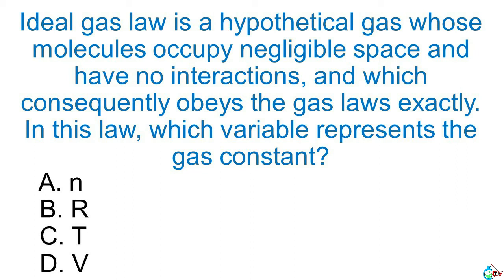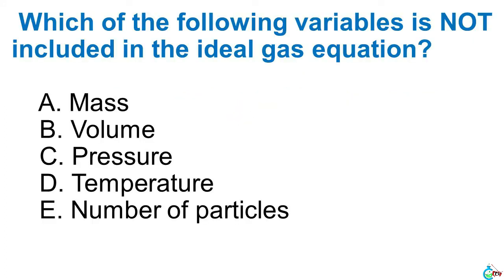Ideal gas law is a hypothetical gas whose molecules occupy negligible space and have no interactions, and which consequently obeys the gas laws exactly. In this law, which variable represents the gas constant? R. Which of the following variables is not included in the ideal gas equation?